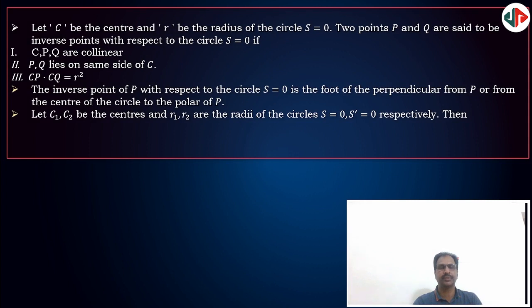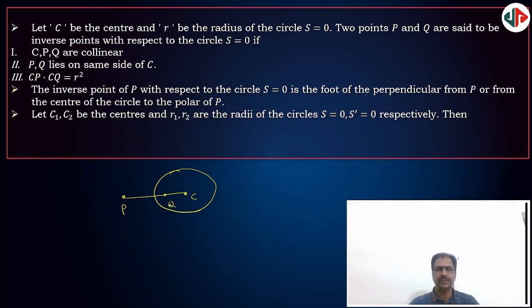Next, what are inverse points? Two points P and Q are said to be inverse points with respect to a circle if three conditions are satisfied. The first condition is that the center of the circle, P and Q should lie on the same line, which means these three points should be collinear.